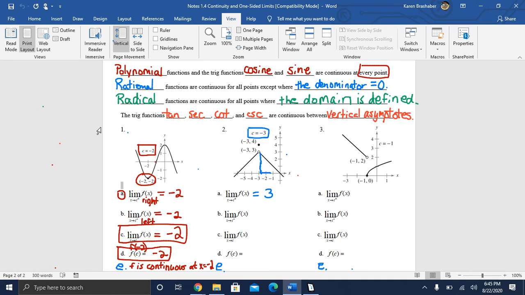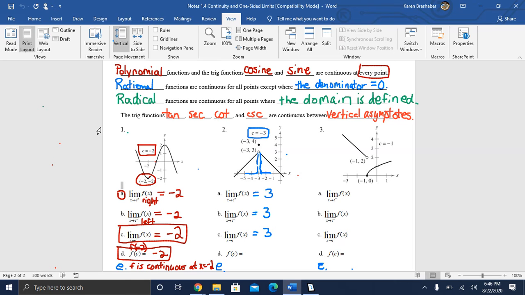And then we'll look at x approaching c, -3, from the left. What y value is being achieved? Well, again, it is a 3. So, since we have the limit from the right and the limit from the left, both equaling 3, we can conclude in part C that the limit as x approaches -3 of that function is 3. So our limit exists.